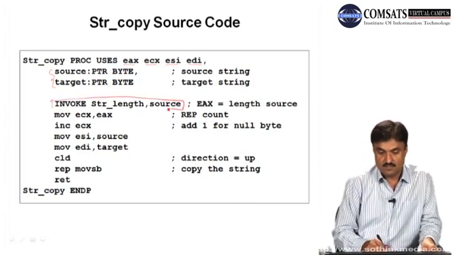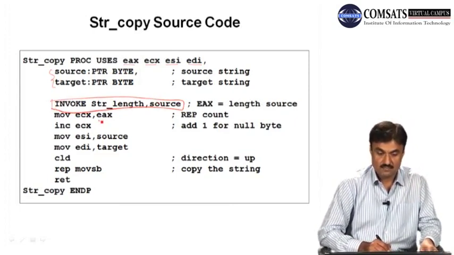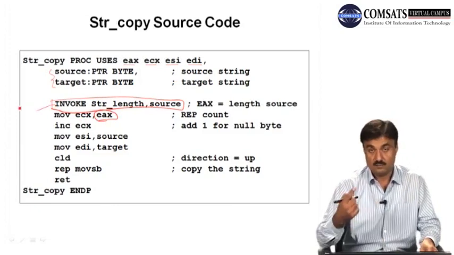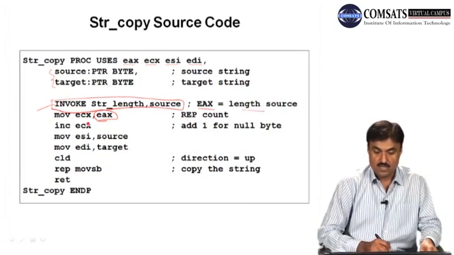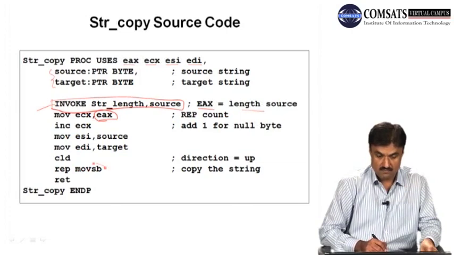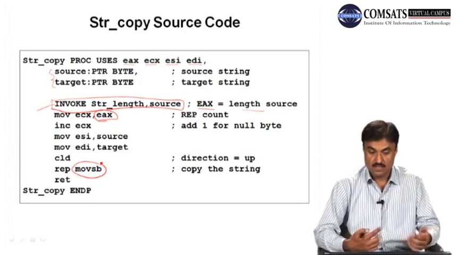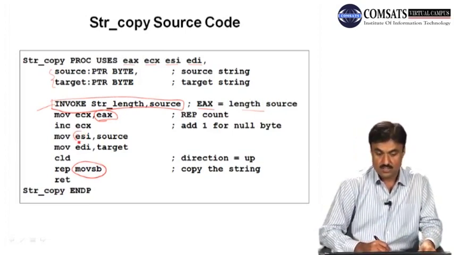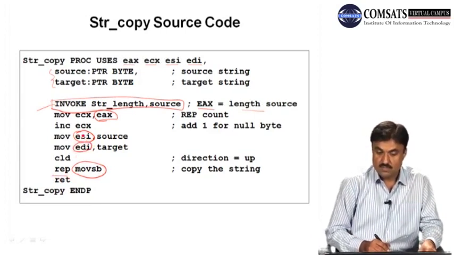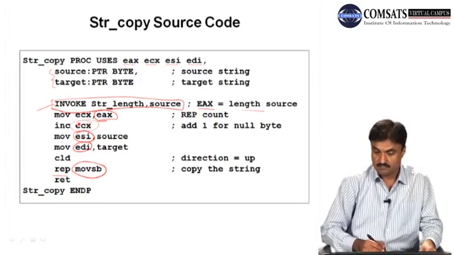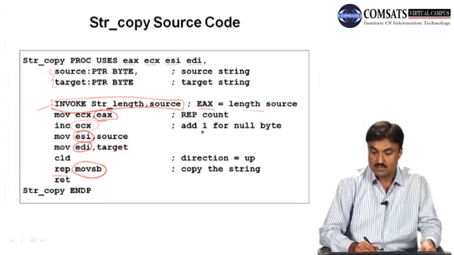We already created this one to find the length. If we have the length, it will be inside EAX, as we created in the previous slide, if you recall. So EAX has the length, and this is the repeat count, because now we are using MOVSB. We are moving bytes from the source location to the target location. The source location is ESI and EDI is the target location. How many times are we going to repeat? ECX times, and we increment ECX here. Why? Because there is also the zero.